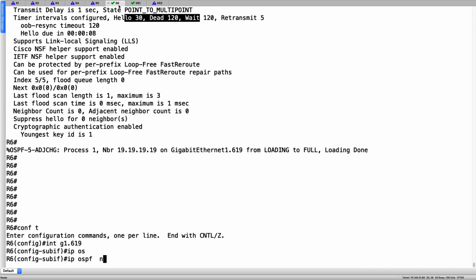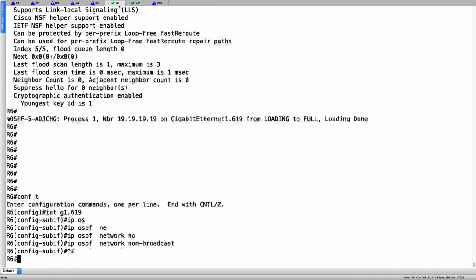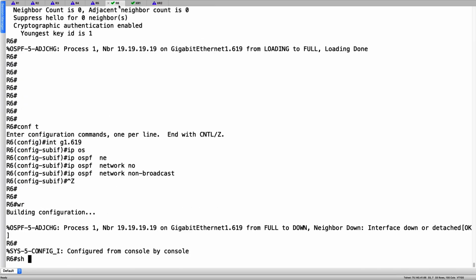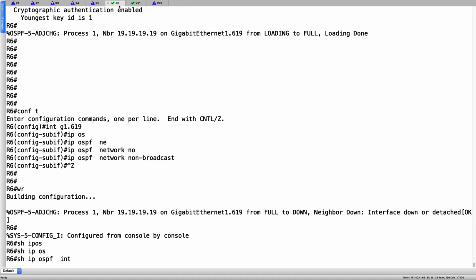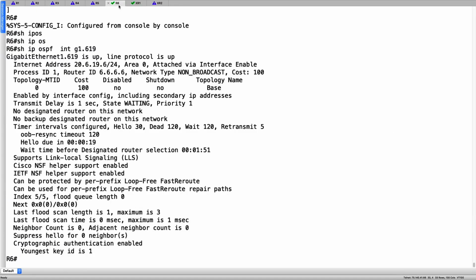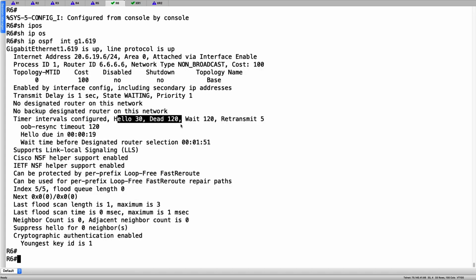So IP OSPF network non-broadcast. So now they both have the same network type. Show IP OSPF interface Gig 1.619. They both have the same network type. They both have the same hello and dead, which is 30 and 120. However, my neighborship is not going to establish, because non-broadcast means it does not support broadcast, which means it does not support multicast on that segment.